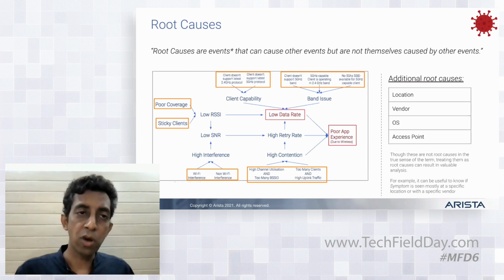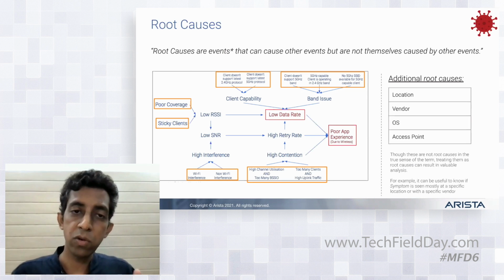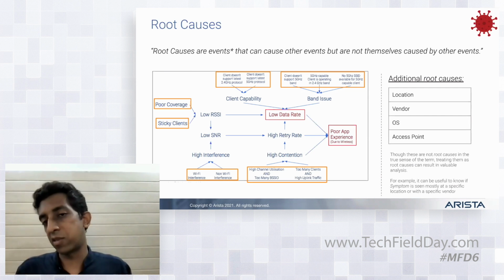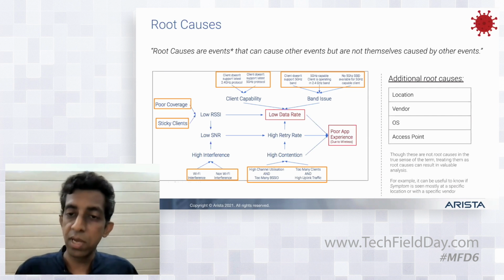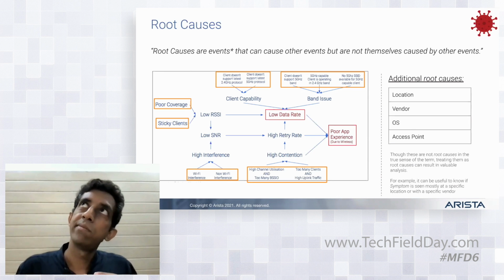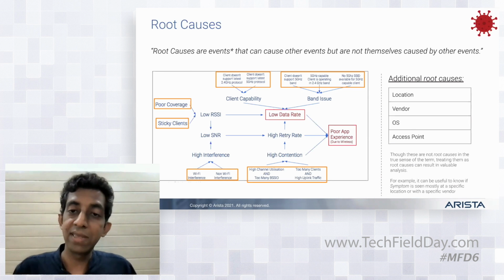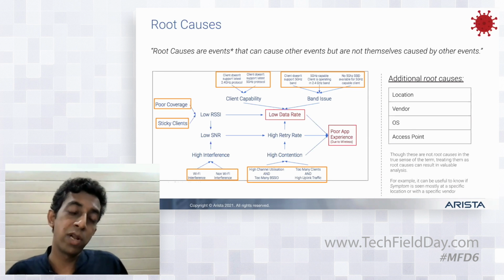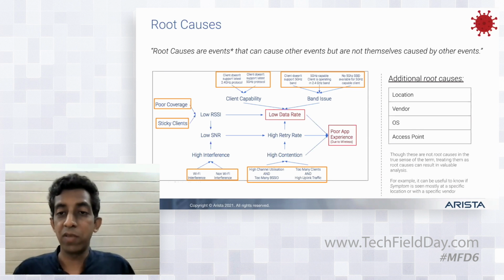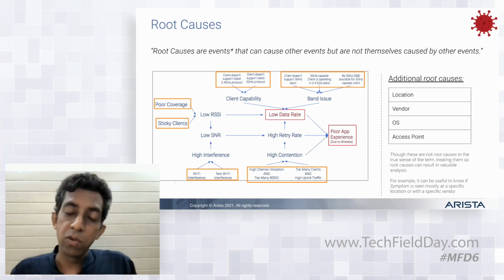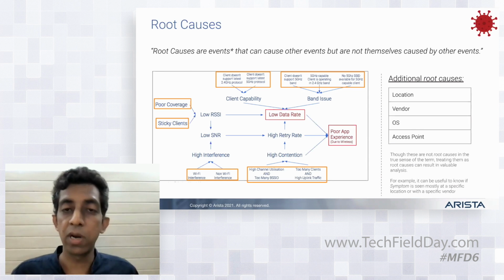So that's really the root cause. We don't stop there. You also can consider location, vendor, OS, access point, these things as root causes, though they are not root causes in the real sense of the term, but these can give you interesting insights. Is a specific access point causing more issues, or is a specific type of device causing more issues, or a specific location, right? So you can sort of consider them as something that can give you some insights into how to debug and troubleshoot.